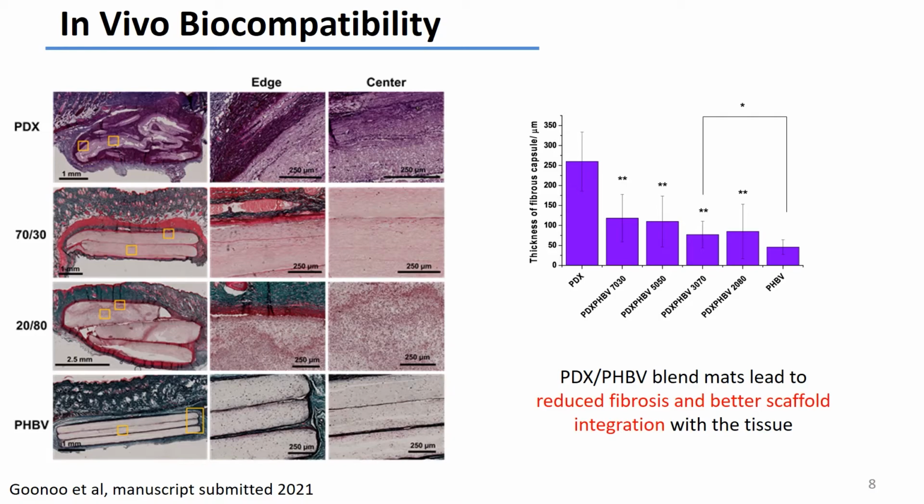In general, all scaffolds showed some degree of cellular infiltration, but the mechanism and pattern varied. In addition, significantly fewer cells infiltrated the PHBV scaffold compared to the blend mats. After 2 weeks, we noted the formation of a fibrous capsule around all scaffolds. Pure PDX led to enhanced fibrosis, while addition of PHBV to PDX reduced the thickness of the fibrous capsule, suggesting better scaffold integration with the tissue.